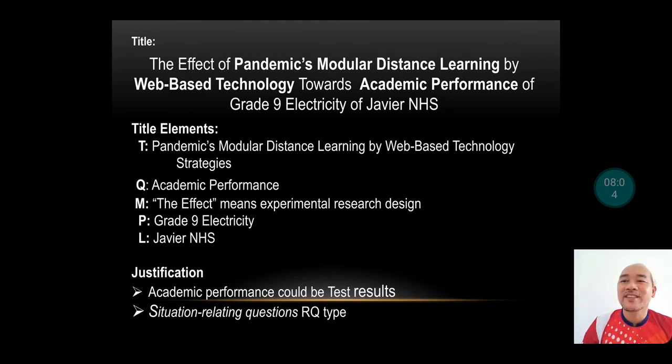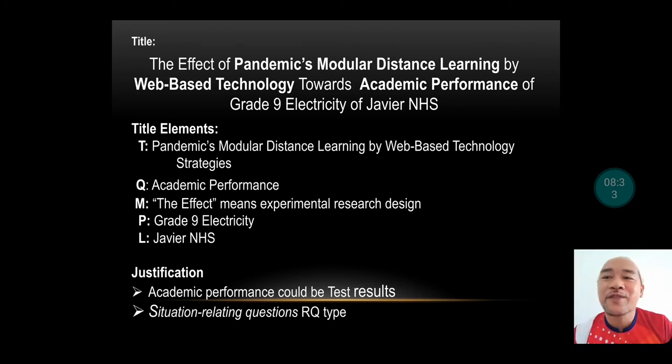Then what about the population? Klaro, grade 9 electricity. Meaning to say, lahat ng grade 9 na naka-enroll with the subject electricity. Hindi lahat ng subject, di ba? Electricity lang. And saan sila? Saan mga respondents? Saan ito makikita natin ng mga respondents? Nandoon sa Javier National High School.